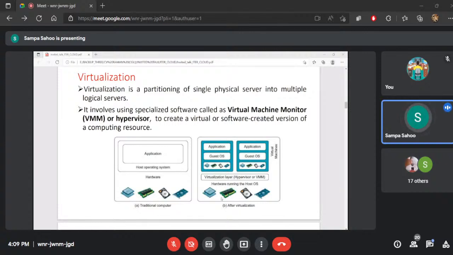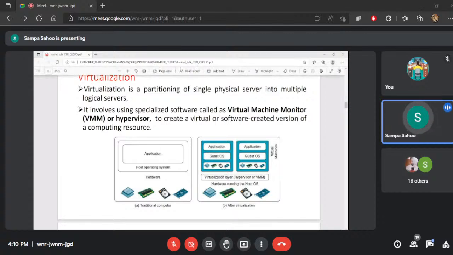So here you can see a single set of hardware components: RAM, hard disk, network card, or CPU. But due to this VMM, that special software, a virtual instance is created. You can create as many virtual instances as you want. This virtual instance is known as your virtual machine. Since physically they are not there, but they act like an actual machine, they are termed virtual machines.